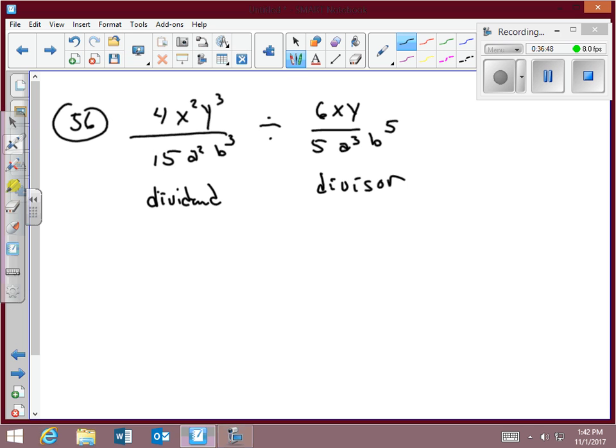Now what do you do when you divide? You invert the divisor and multiply, right? So this goes 4x squared y cubed over 15a squared b cubed. Then you multiply and you invert the divisor.